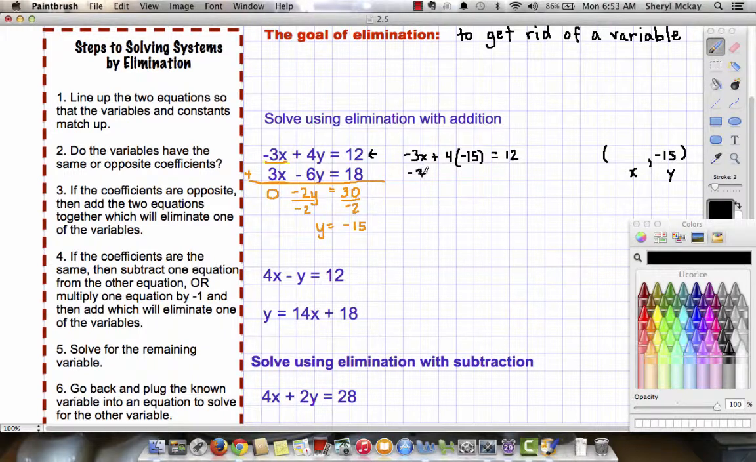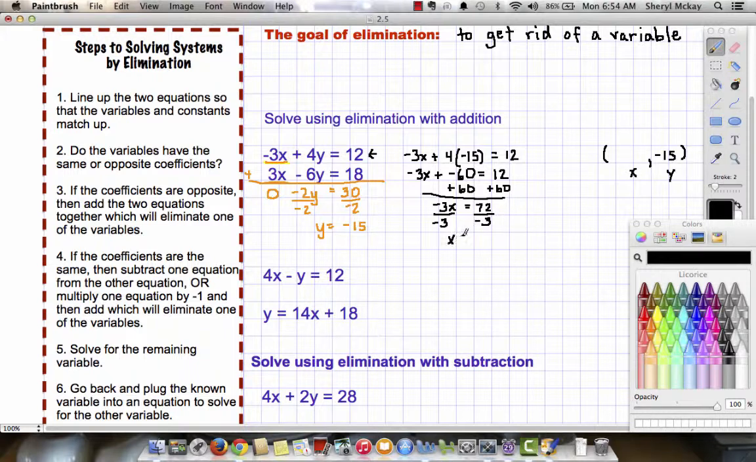So I have negative 3x. I'm going to multiply 4 times negative 15. Well, 15 and 15 is 30. So 2 times 15 is 30. So that means 30 and 30 would be 4 times 15. So that's 60. It's a negative 60 equals 12. And then I am going to add 60 to both sides, and I get negative 3x equals 72. And I have to divide both sides by negative 3.